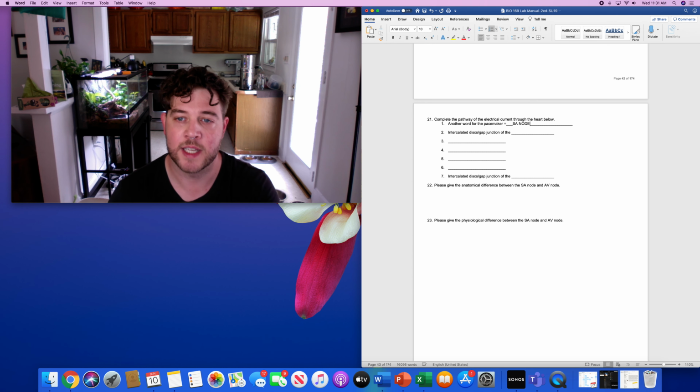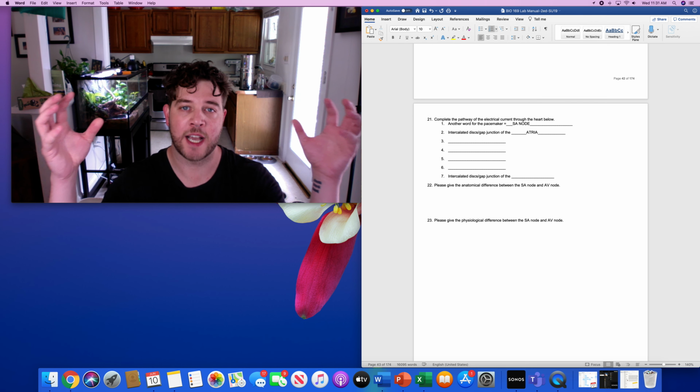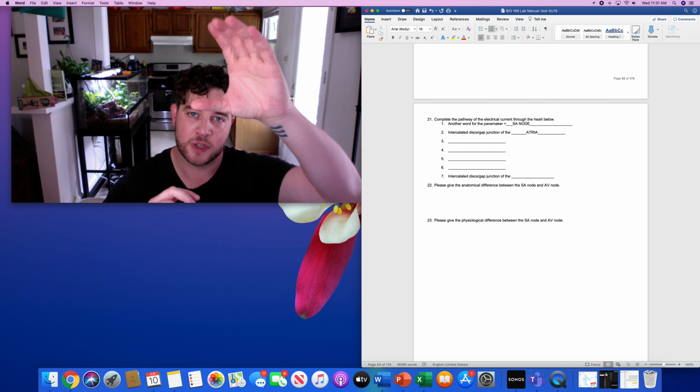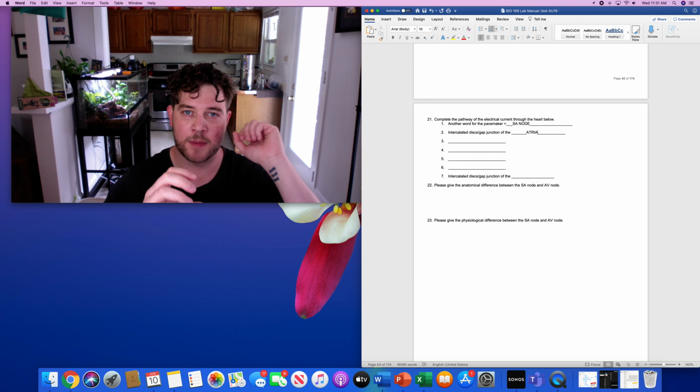Your SA node. From the SA node, the signal is then going to spread to the intercalated disc gap junctions of the atria. So remember, the intercalated discs and the gap junctions allow the heart to function in syncytium, so as if it was all just one cell. So the atria function together and the ventricles function together.